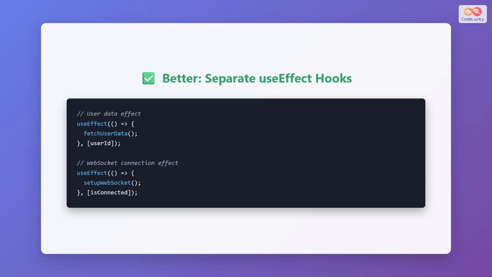Here's a better approach, using separate useEffect hooks for each task. The first useEffect focuses solely on fetching user data, and it only runs when the user ID changes. The second useEffect is dedicated to setting up the WebSocket connection, and it runs when the isConnected status changes. By separating these concerns, the code becomes much cleaner and easier to manage.